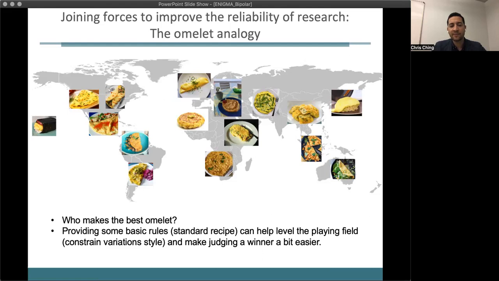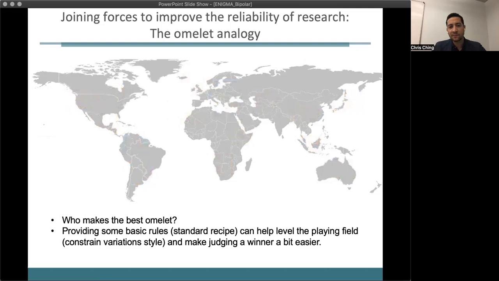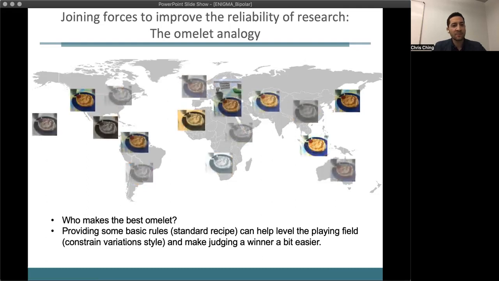And so maybe by providing some basic rules like a standard recipe, we might be able to level the playing field to make judging a winner a bit easier. So if we give people a recipe, we'd expect to get in return omelets that look a bit more like one another. So what we've done here is we've constrained the variation in style so that we can limit that variation and maybe make judging a winner a bit easier.